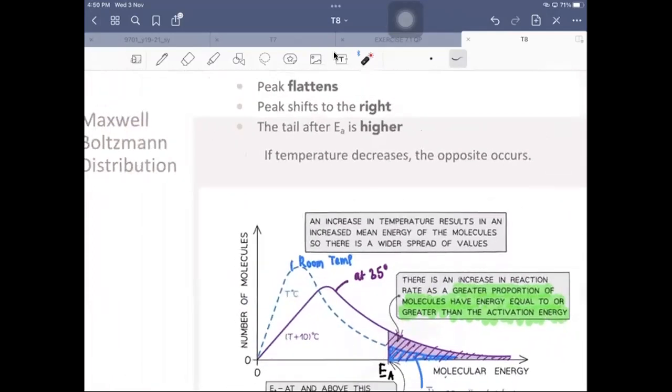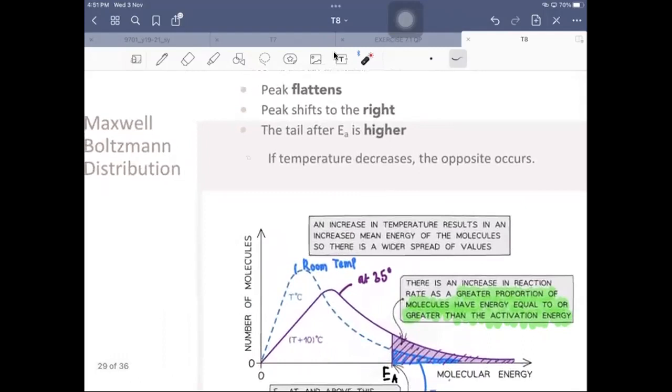Okay, this said, if you decrease the temperature, say now I decrease the temperature to 10 degrees Celsius. What happens? It's the opposite. My graph shifts to the left, my peak becomes higher, and my tail becomes lower. All right, can you see that? Okay, so remember these three factors. Don't just draw simply, you shift it and then you just simply draw it. You must remember these features.